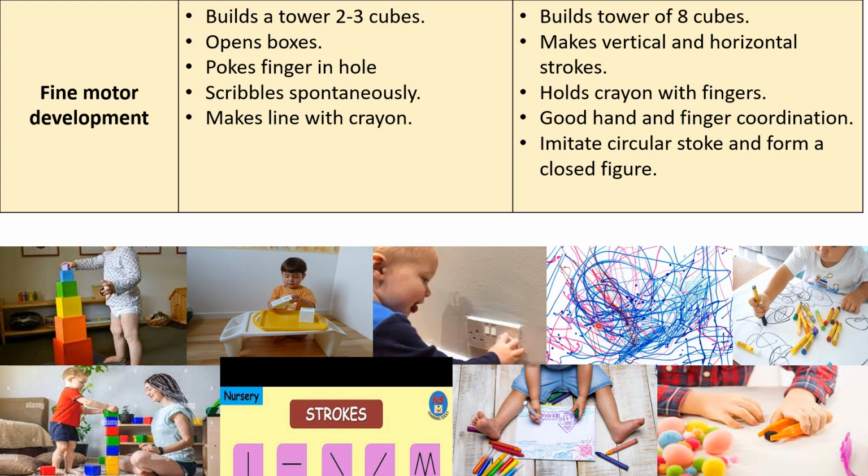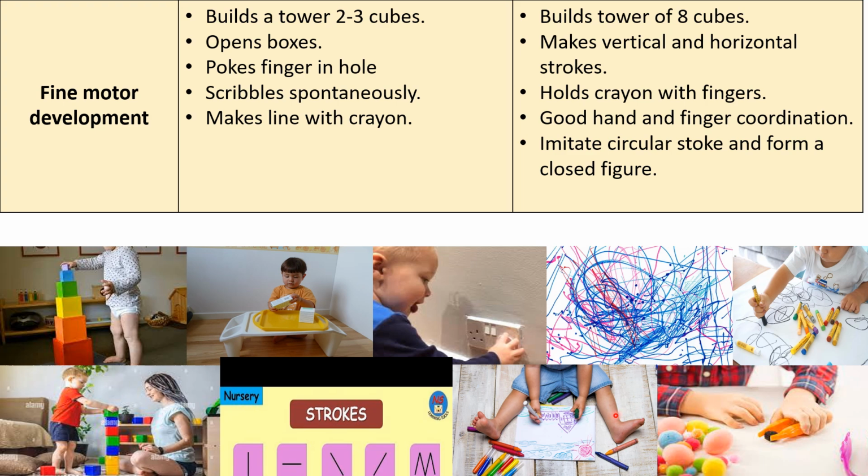They scribble spontaneously. This is a picture drawn by a toddler. You can see the scribbling. And they make lines with crayon. See how they are holding the crayon with their entire palm. As the child grows from 30 to 36 months, they build a tower of nearly 8 cubes. You can see strokes, vertical and horizontal strokes. They hold crayons with fingers by this time.